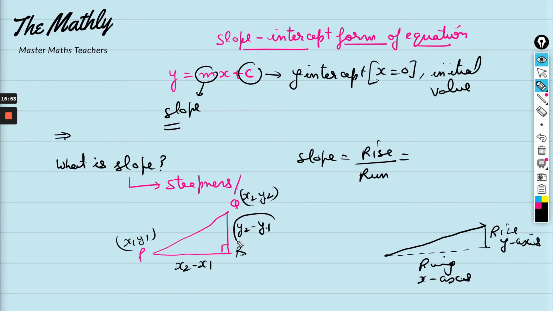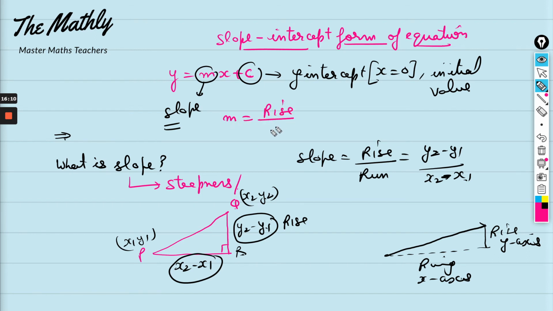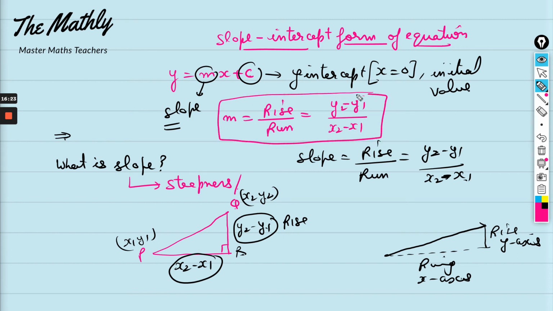So what is a rise over here? This is the rise, right? So I can say this is y2 minus y1. What is the run? That is x2 minus x1. That is the slope. So I can proudly say now the slope m is always rise upon run, which is y2 minus y1 upon x2 minus x1. You have to be very clear with this, guys. I hope the things are clear now. What is a slope, right? Now, let's practice some questions.